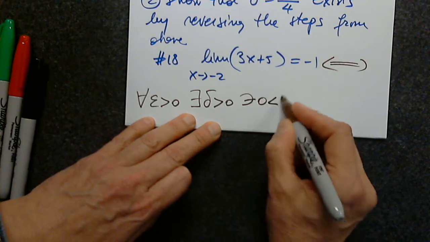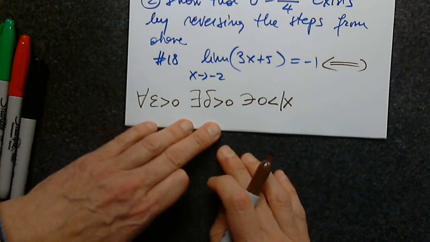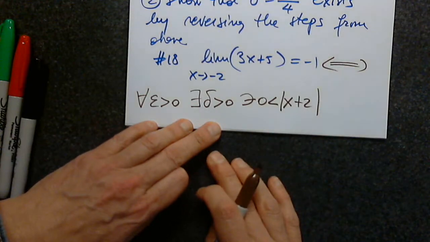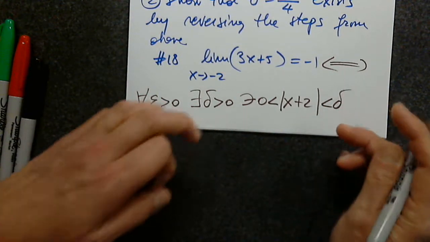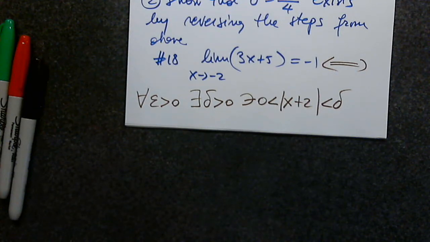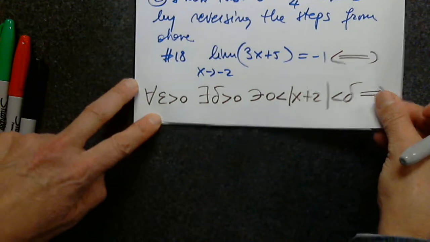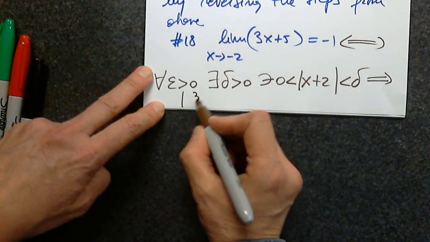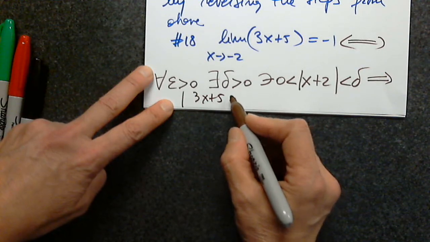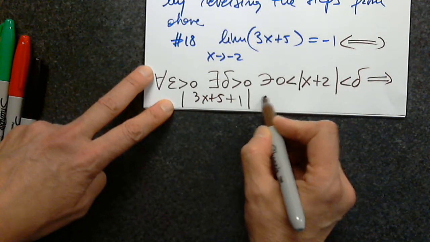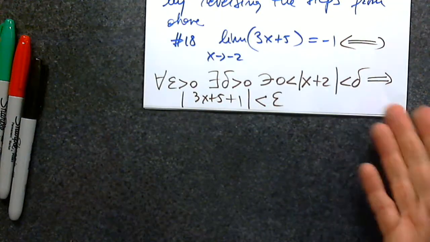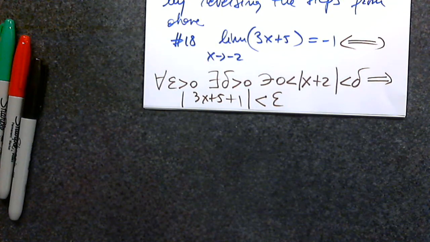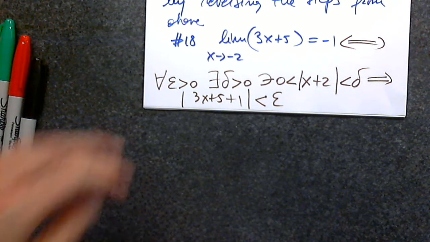0 less than absolute value of x plus 2, every time I pick x close to -2, less than delta. Very good, which means I cannot pick x equals -2, and I cannot be farther away from -2 than delta. Then what will this imply for sure? The absolute value of 3x plus 5 minus or plus 1 is less than epsilon. So every time I pick x close enough to -2, its corresponding f of x will fall within epsilon of -1. That's it.